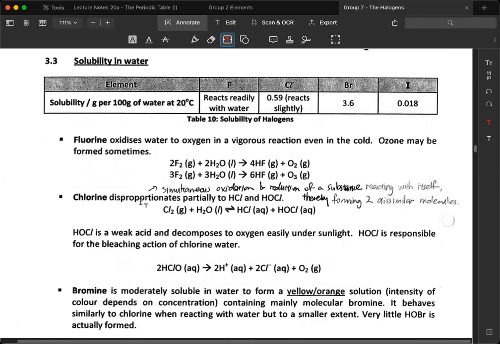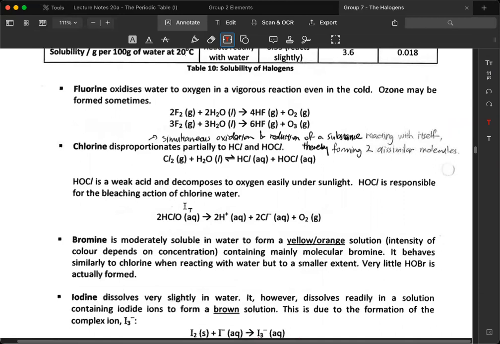Chlorine will disproportionate. This is the usual reaction. HOCl itself is a weak acid and will decompose to give oxygen under sunlight. So this will be the product formed. And HOCl is responsible for the bleaching action of chlorine water. So this is the one that bleaches.